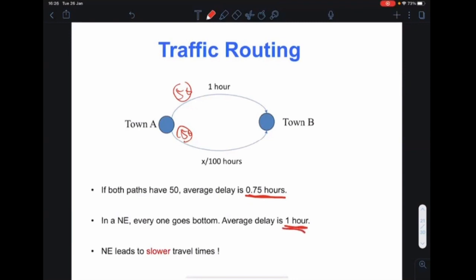Okay, so this really shows that Nash equilibrium is sometimes not consistent with the socially optimal solution.